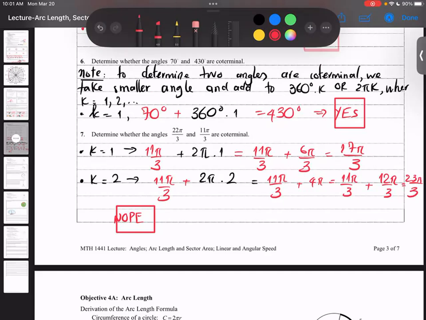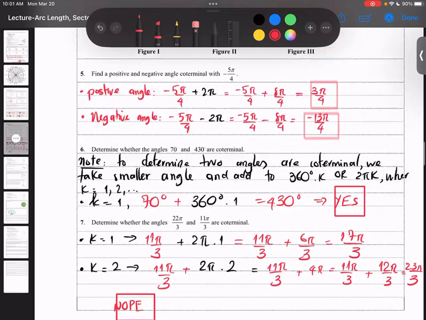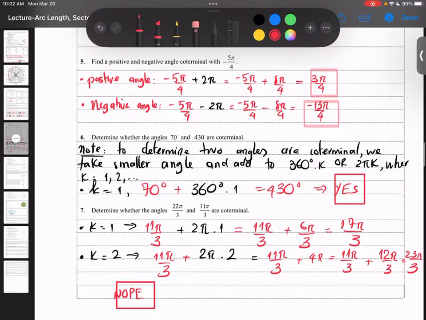Do you have any questions so far? It's a good time to ask questions. You're asking for 5 or 6? I'm asking, could you do the same thing for 4 and 5 as you did for 7? No, there are two different things. Number 5, they asked you to find the coterminal. Number 6 and 7, they already gave you the coterminal. They just want you to prove whether they are coterminal or not. 5 is different from 6 and 7, okay?